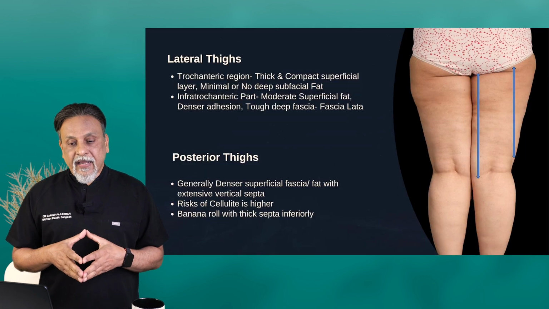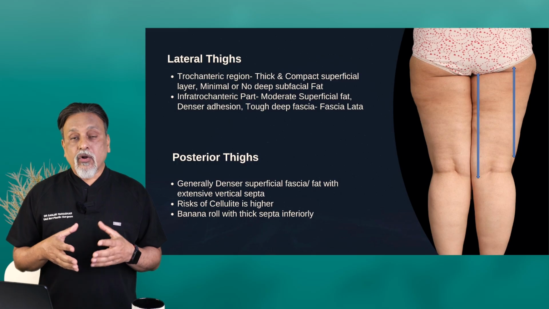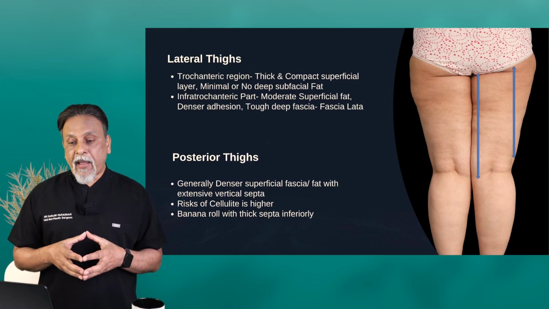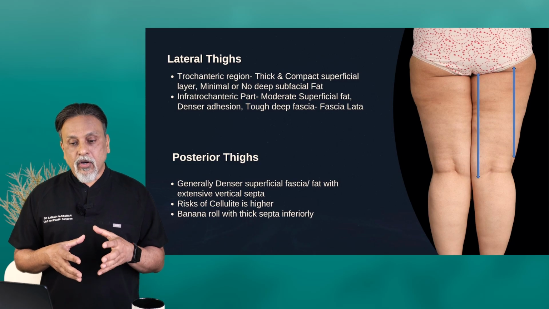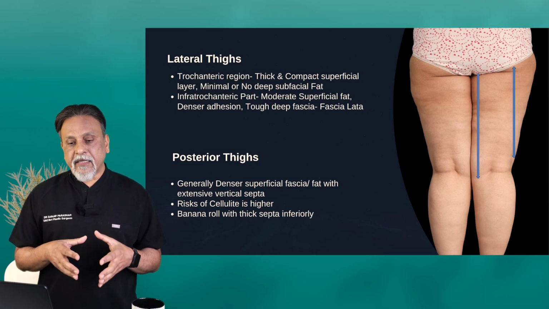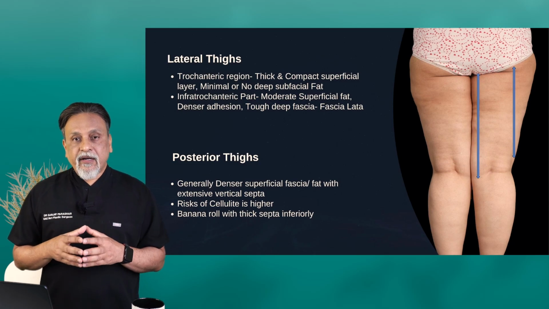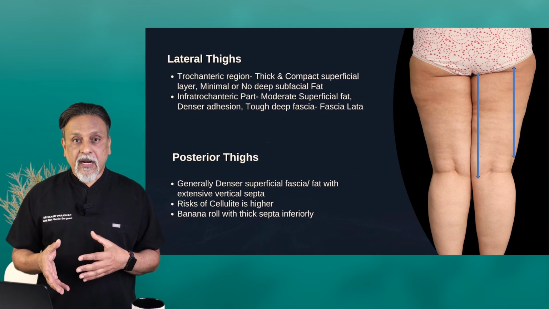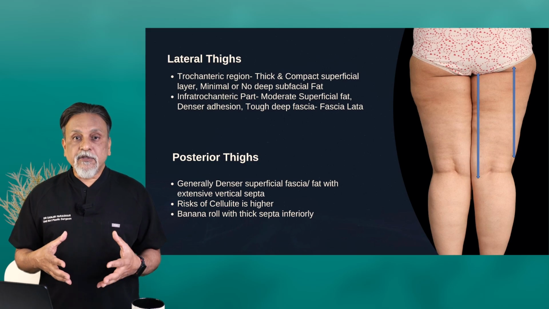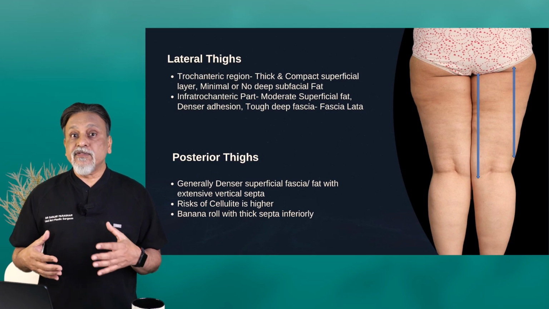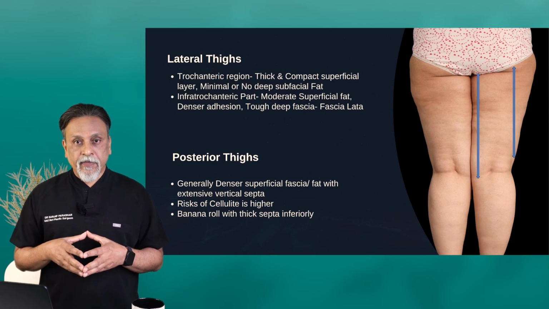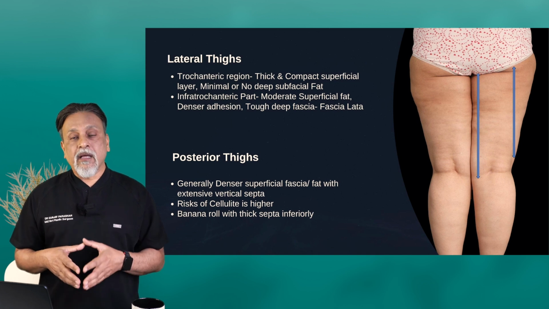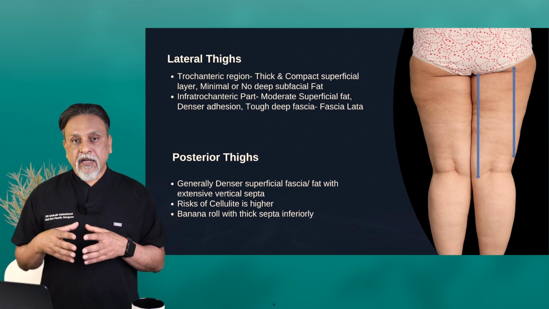Then the lateral thigh, which is the trochanteric area, also called saddlebag. Often the fat here is thick, it's compact, and it's mostly areolar layer or superficial fat, very little deep fat. In the infratrochanteric area, there can be adhesions, which is the lateral thigh, particularly over the fascia lata and the deep fascia. But in obese patients, there could be fat deposits and extensive cellulite in these areas as well.